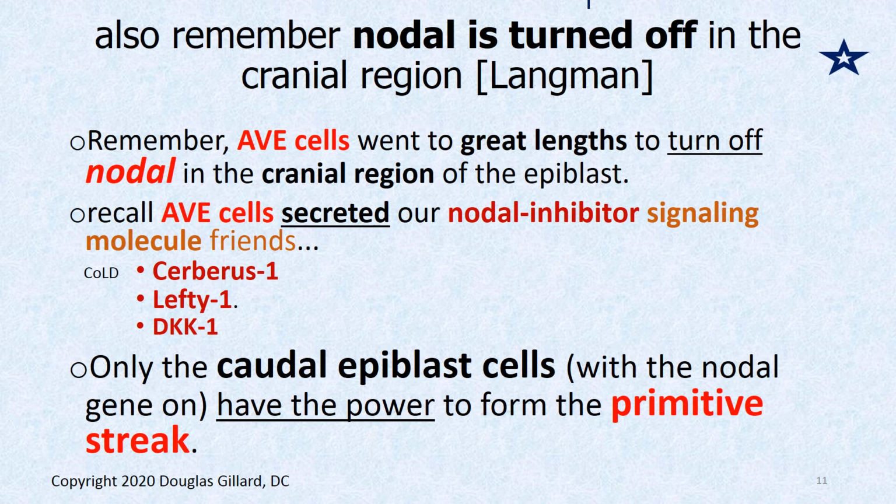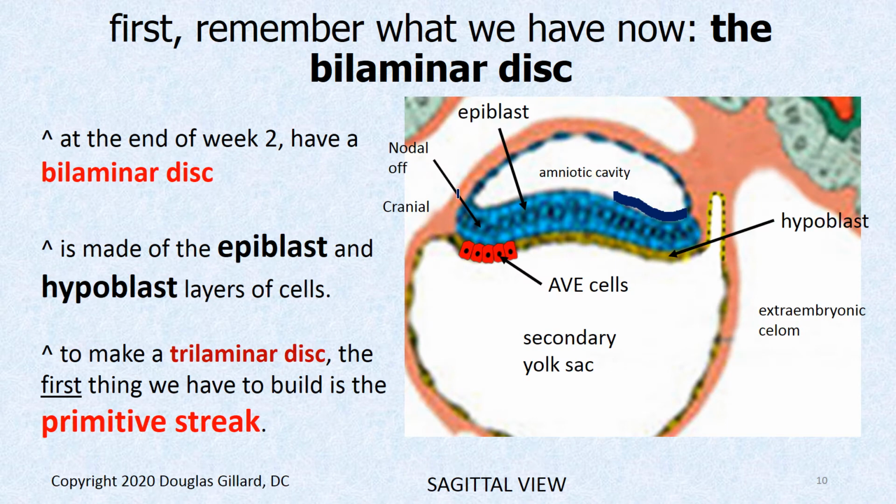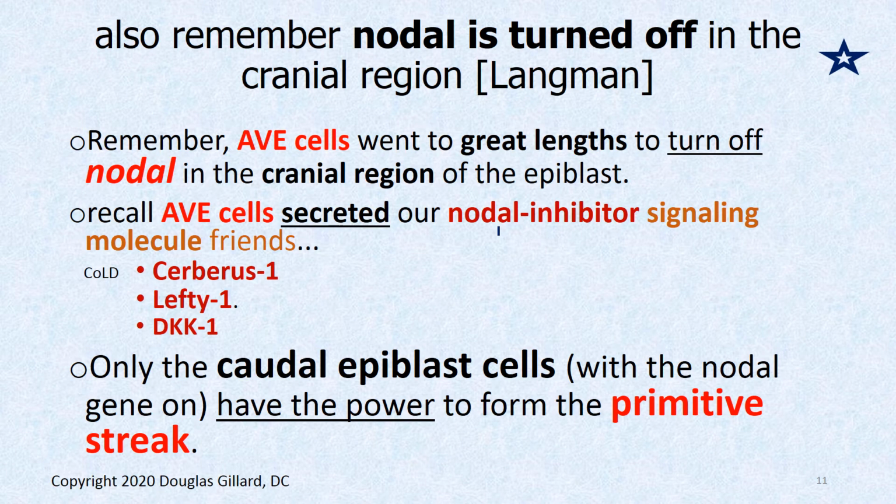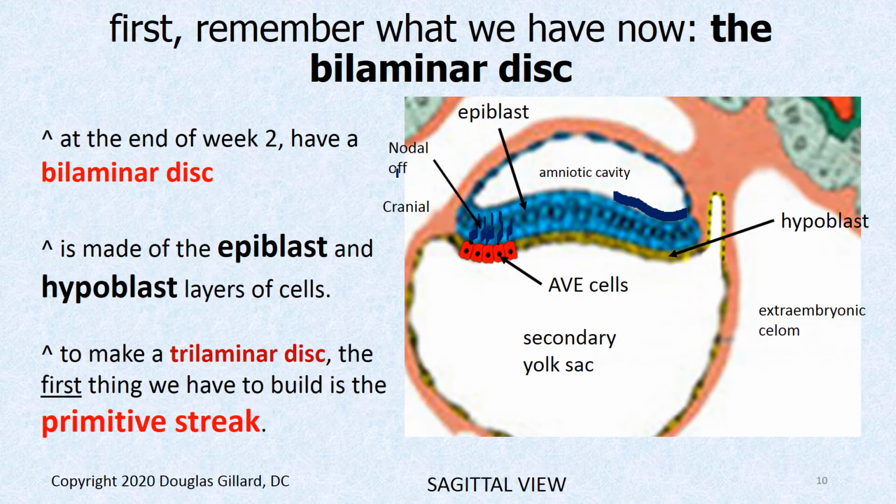All right, also remember that nodal is turned off. We made a big deal about these AVE cells and how they secrete. Their nodal genes get turned on and they secrete this gene product called nodal, and it soaks into all these cells up here, and when that gene product soaks into them, it makes sure that the primitive streak doesn't go there. So AVE cells went to great lengths to turn off nodal. Bottom line, it shuts off nodal in all these cells.